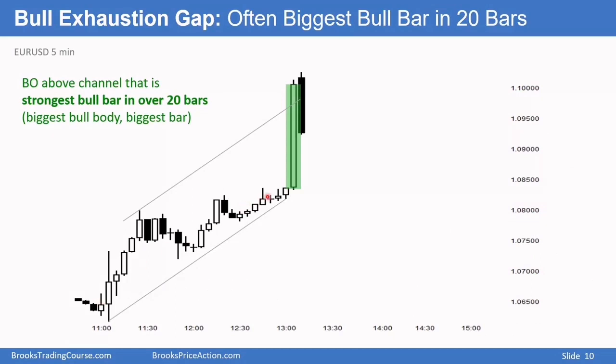A bull trend lasting 20 or more bars. And now we have the biggest bull bar in the entire bull trend, certainly the biggest bull bar in the most recent 20 bars. It's more likely going to be an exhaustion gap than a measuring gap, because that's what happens. When you have the biggest bull bar late in a bull trend, it's more likely to be an exhaustive end of the trend than the start of an even stronger trend. About half the time, you get one more small leg up before you get a reversal.